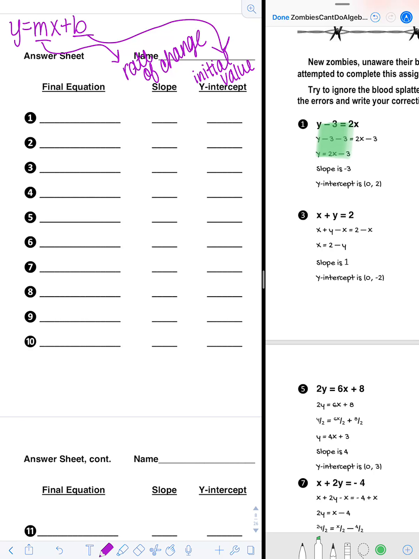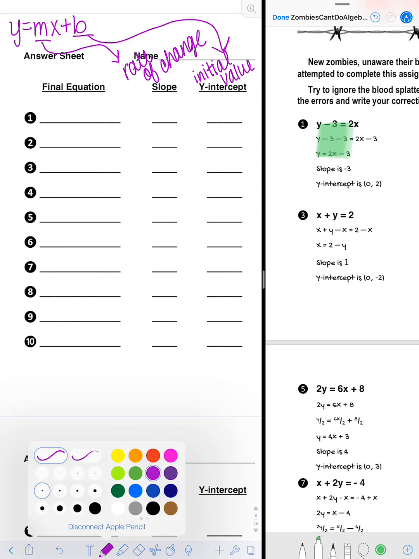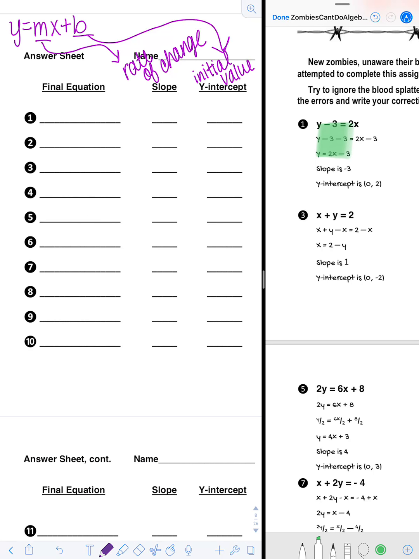So you probably have more room on your paper to do the work kind of off to the side, but if I correctly solved this equation, I should have added 3 to both sides, because negative 3 plus 3 would give me 0. Be left with my y, and I want that positive y over there, 2x plus 3. So now it's in slope-intercept form. I can write that as my final equation, y equals 2x plus 3.